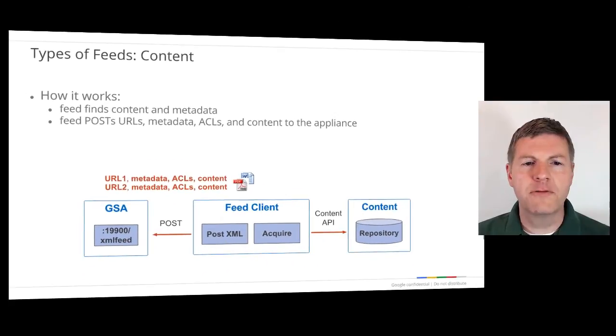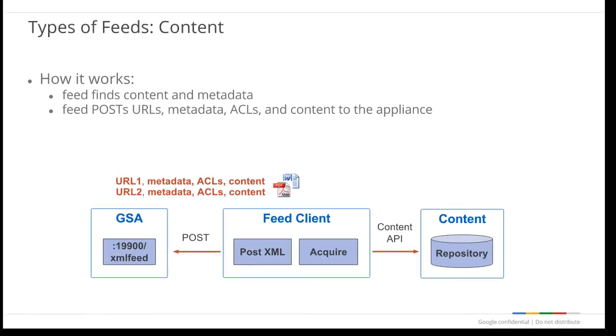The second common feed type is a content feed. This feed builds a list of URLs and provides the actual file content for each URL, and optionally includes metadata and ACLs as well. The GSA will not crawl the URLs from a content feed. Instead, it will extract and index the content from the feed file.